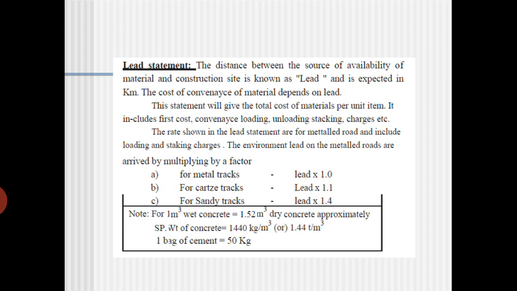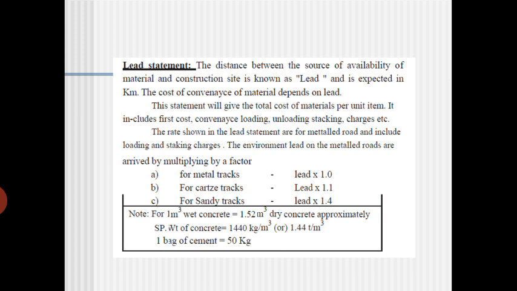The cost of conveyance of materials depends on the lead, of course, which I already discussed. This statement will give you the total cost of the material per unit item. Of course, it includes the first cost, conveyance, loading, unloading, stacking and charges. It's not only bringing from one place to another place, but includes loading and unloading exactly at the site. Not only unloading at some place, but exactly at the location of the work.